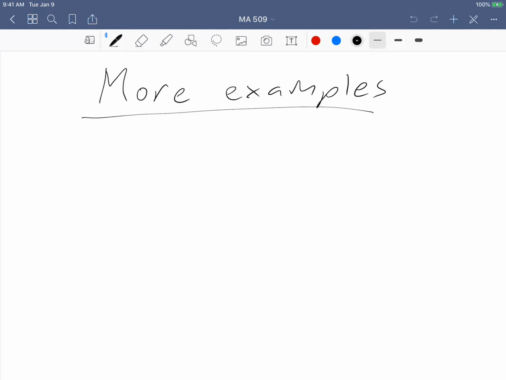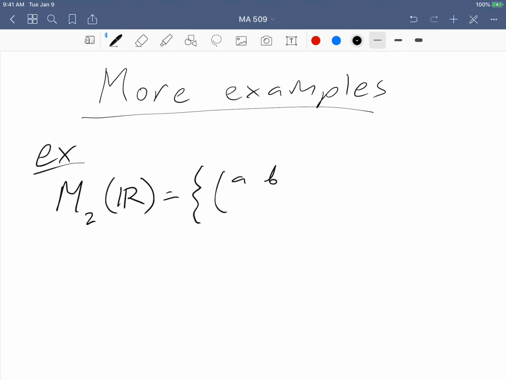So we're going to do a couple more examples of groups under addition this time. So our first one is going to be something called M sub 2R. So M2R, this is the set of all 2 by 2 matrices. So it's an array of 4 numbers, 2 rows, 2 columns, where A, B, C, and D are real numbers.